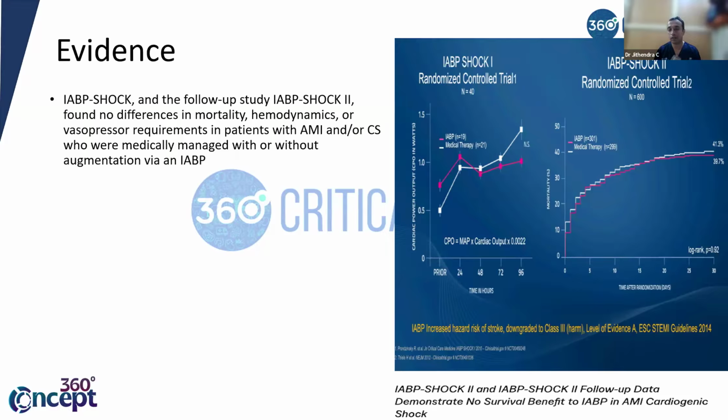So that is when they downgraded it from a class 1 or class 2 recommendation to a class 3 recommendation. What does class 3 mean? Class 3 means the risk is more than the benefit. So that is what the recommendation is currently. There are more adverse events when you're using IABP. That is what it is.